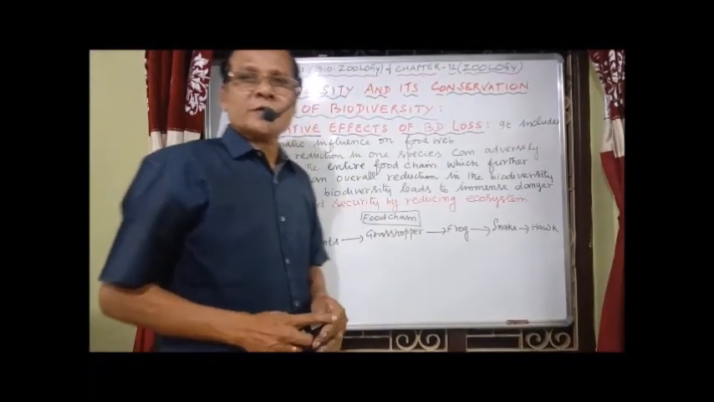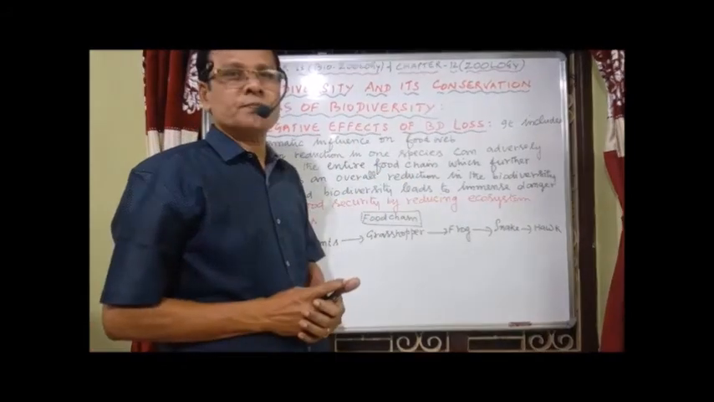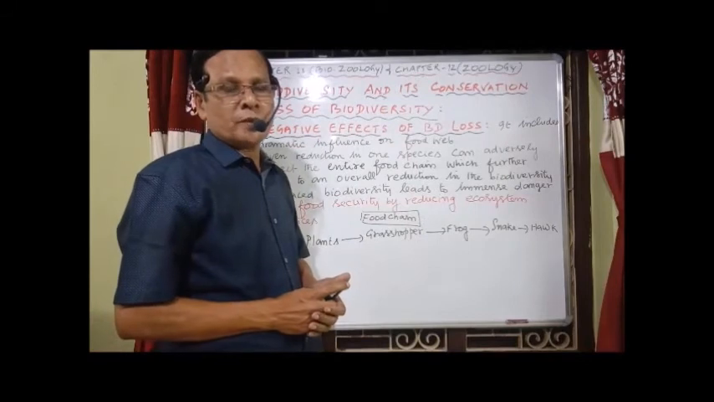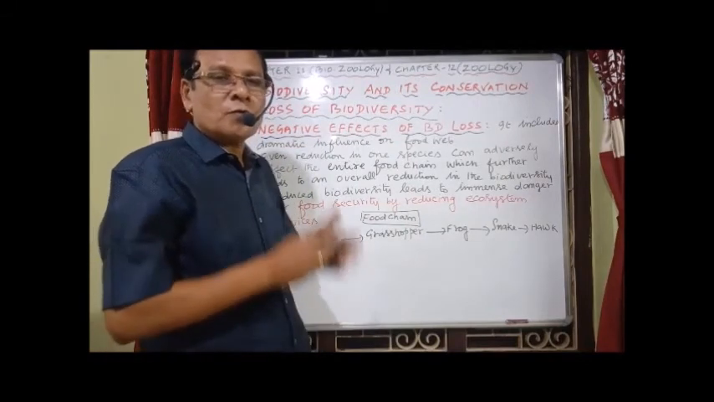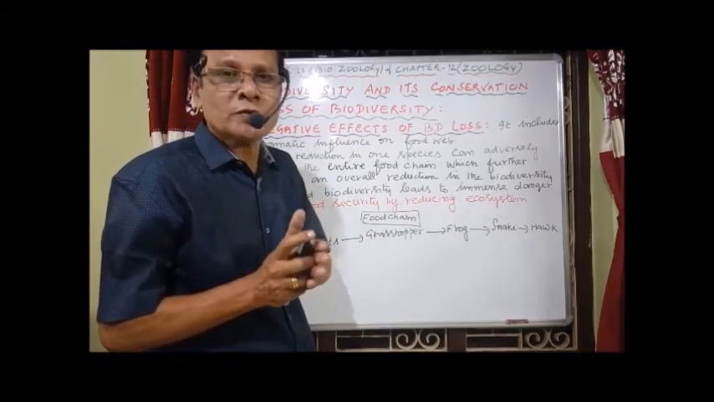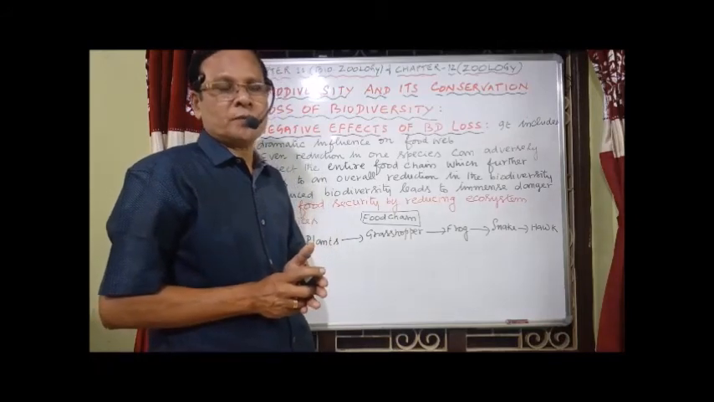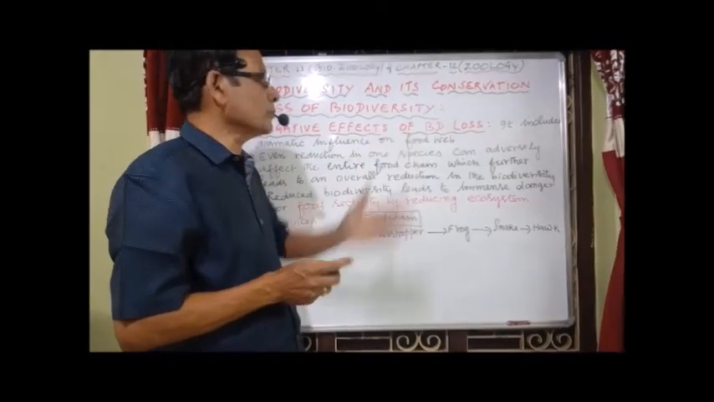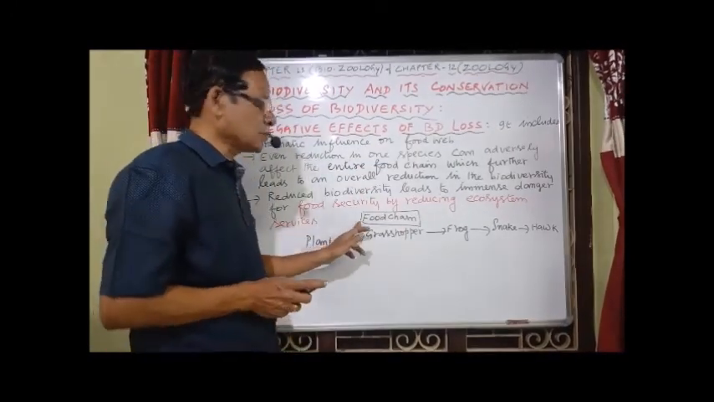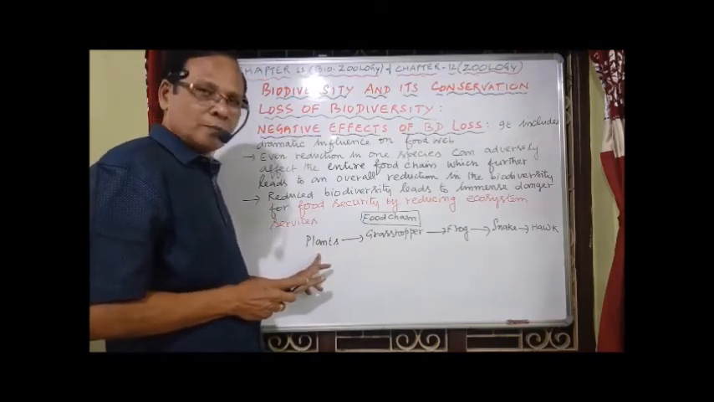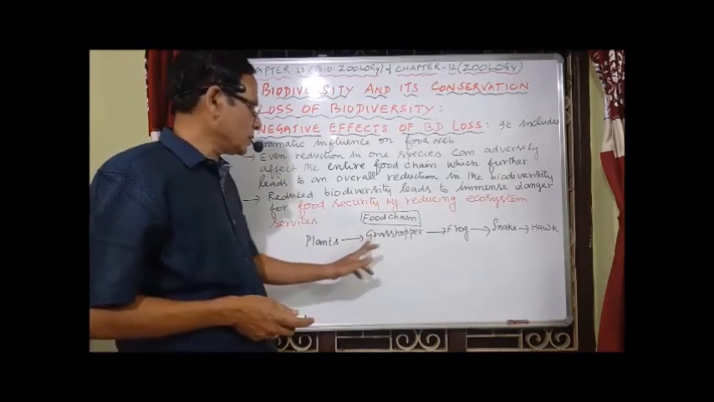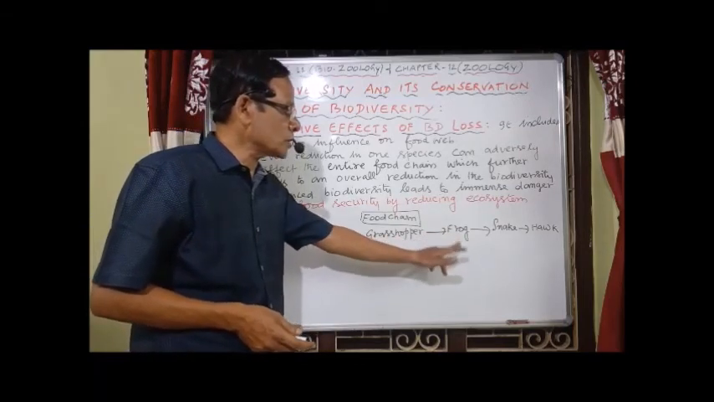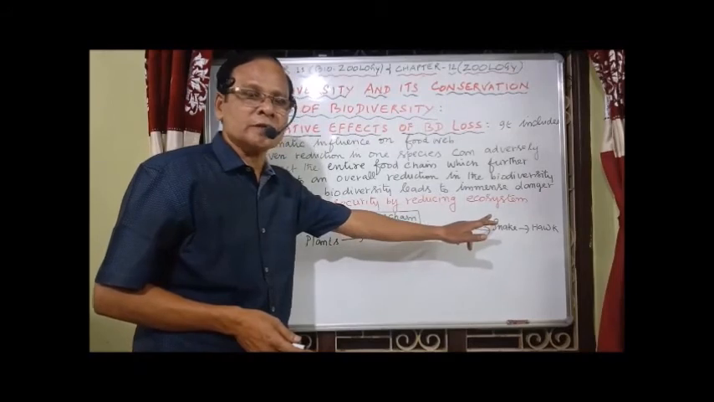What are the negative effects of biodiversity loss? It includes mainly a dramatic influence on the food web. What is a food chain? The flow of energy from one trophic level to another trophic level is called a food chain. Many interrelated food chains together form a food web. Here I represent a food chain. Starting with the plants, the producer, it is eaten by the grasshopper, the grasshopper is eaten by the frog, the frog is eaten by the snake, and it is eaten by the bird, hawk.